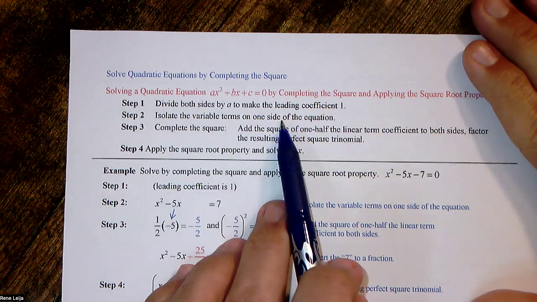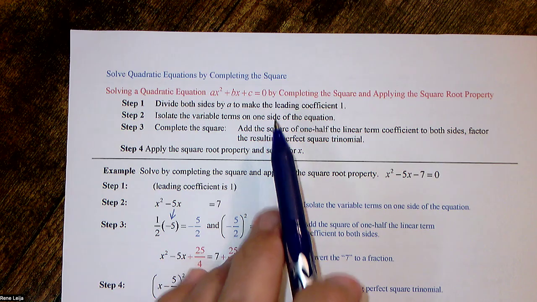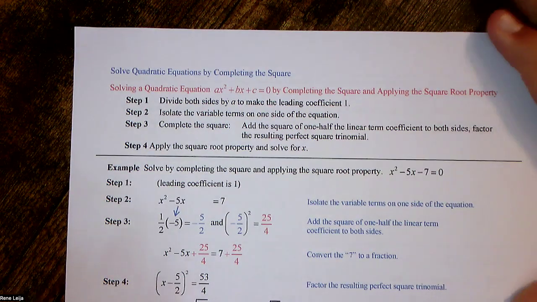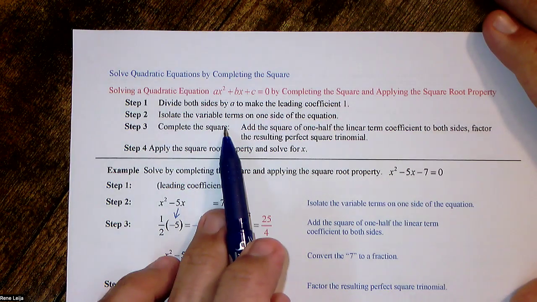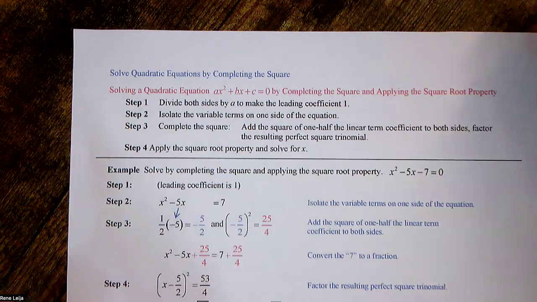Then we're going to move our constant to the other side. We want our variables on one side and move the constant to the other side. Then we complete the square. That's where we take half of your b term, square it. You're going to add that value to both sides.